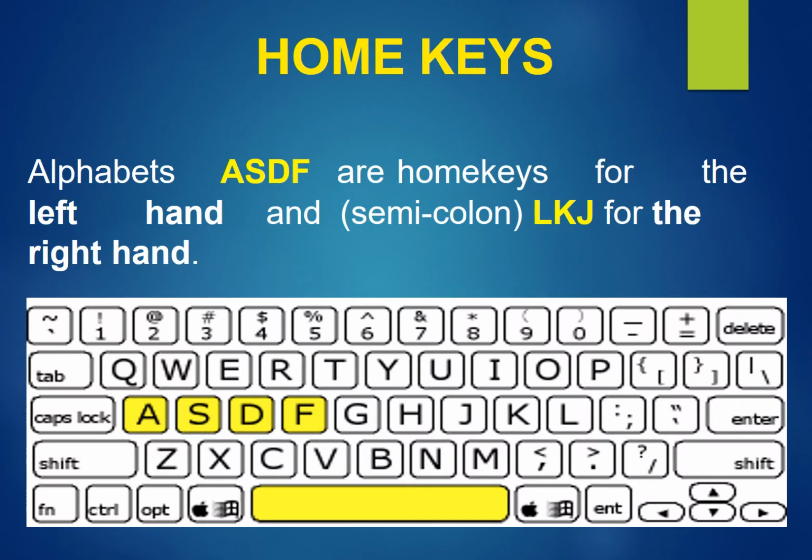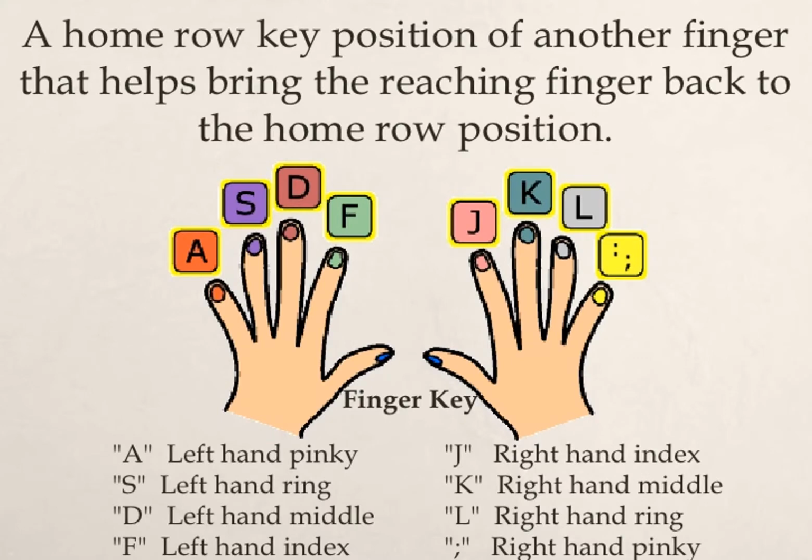Next one is home keys. Alphabets A, S, D, F are home keys for the left hand and semicolon, L, K, J for the right hand. The fingers are trained to make the correct movement to other keys, and each finger returns immediately to its respective home key after it has depressed the corresponding key in any other row.